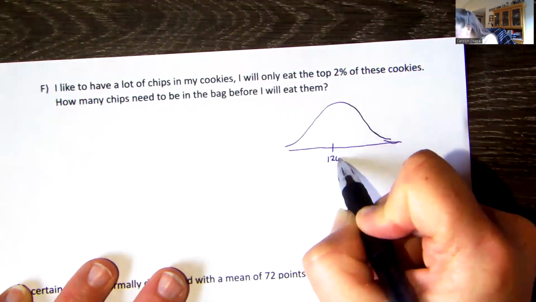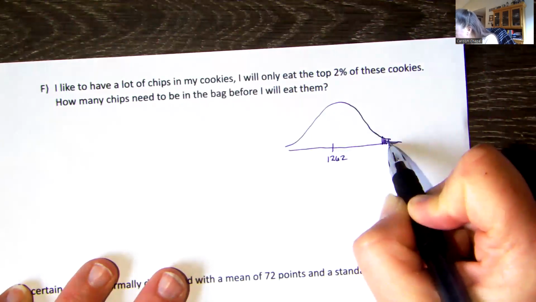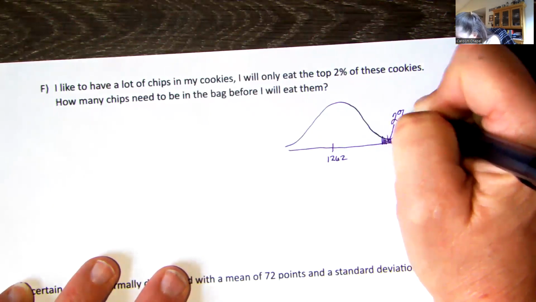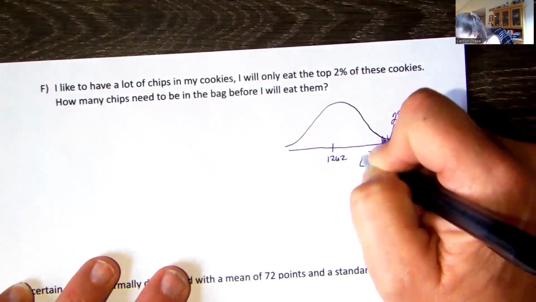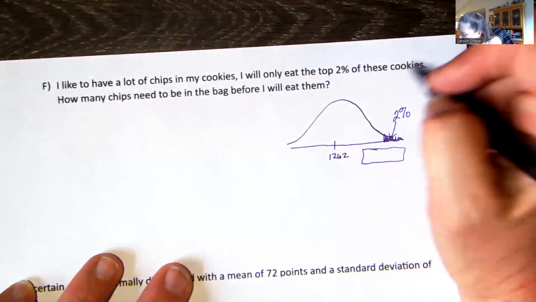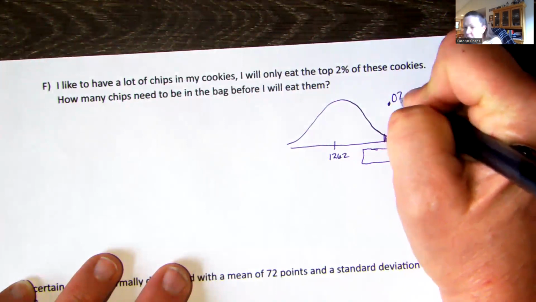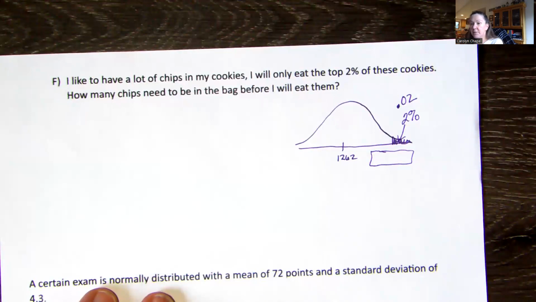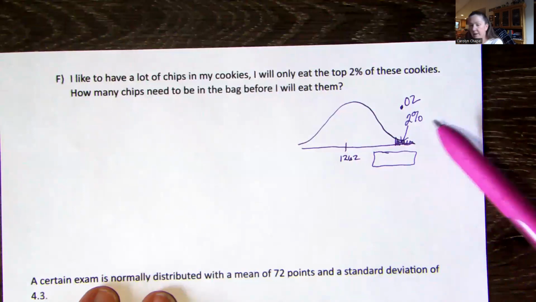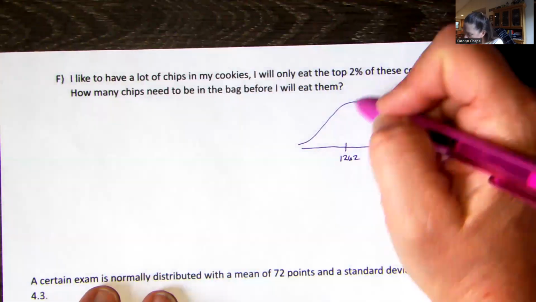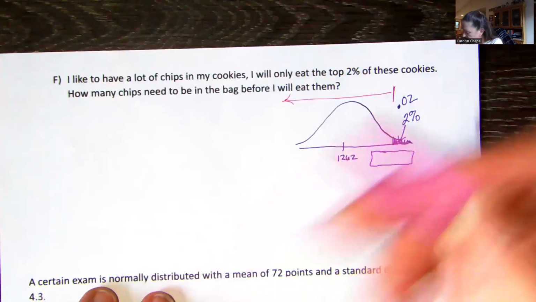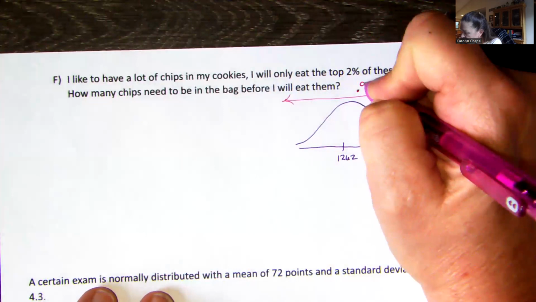So that's my 1262. I'm looking for the top 2%. Again, the 2% is an area, so I'm looking for this piece right here. 2% as a decimal is 0.02. Okay, but remembering that the table gives us values from a point to the left, if this is 0.02, the rest of it would be the other part, or the 98%, or 0.98.